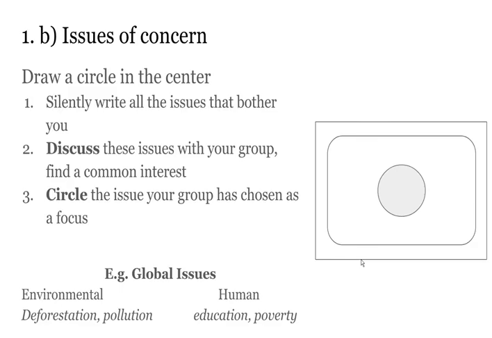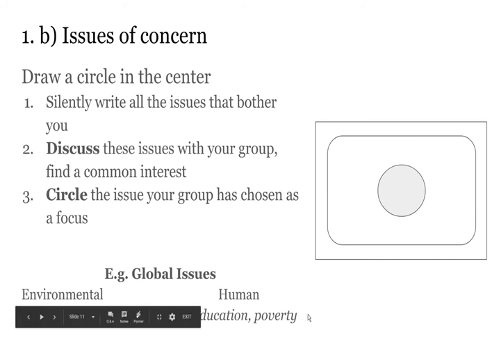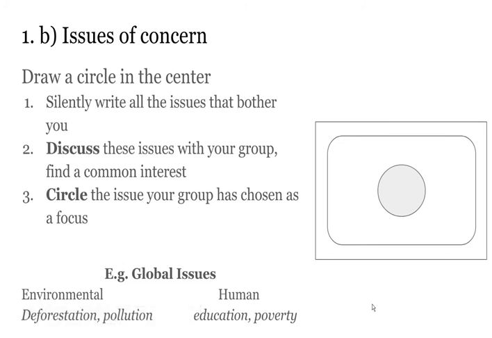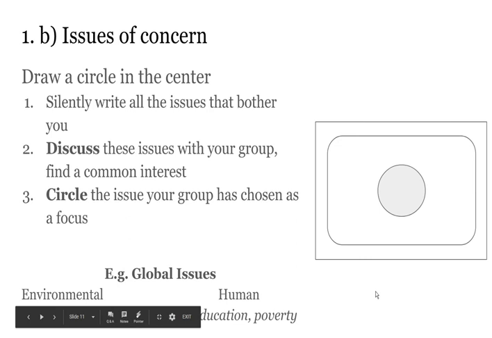Once groups have had a chance to consider their interests and skills, here's where we get into our global issues. In this case, I encourage people to look at global issues from an environmental or human lens, and within environmental, often people will come up with the ideas of deforestation, dehabitation, pollution. On the human side, we can often see poverty and education in front of us as we live in a large mega city.